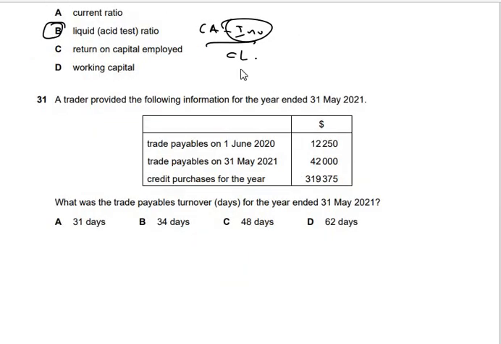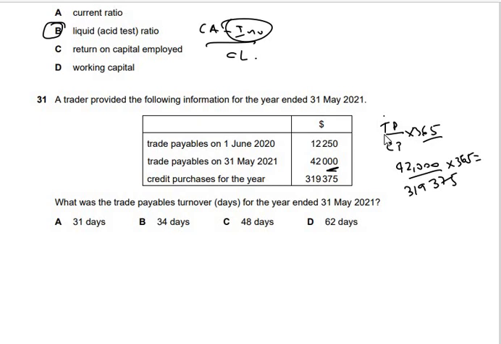31. A trader provides the following information for the year ended. What is the trade payable turnover days for the year ended 31st May 2021? Remember, to calculate the trade payable turnover, we take trade payable over credit purchases times 365 in terms of days. The trade payable we are going to use is not the opening, it is of course the closing. So I take 42,000 over credit purchases, which is 319,375 times 365, and we get the number of days.